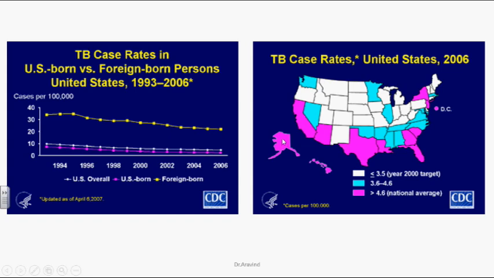On the right side you can see the TB case rates in the United States. The pink colored states here have more than 4.6% of the population positive for tubercular organisms. They are susceptible and positive for tubercular organisms. The sea green colored states are between 3.6 to 4.6% infected individuals, whereas the white colored states are less than 3.5% of the individuals. This statistic was taken in 2006.